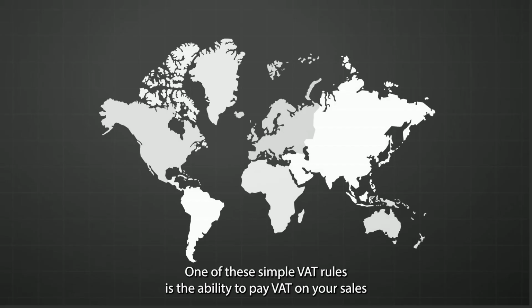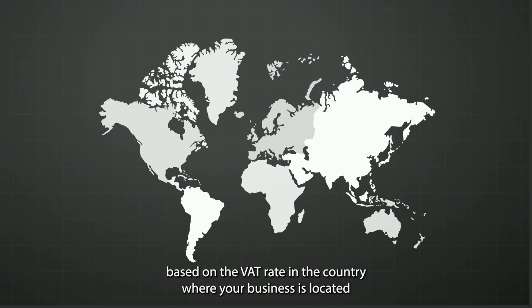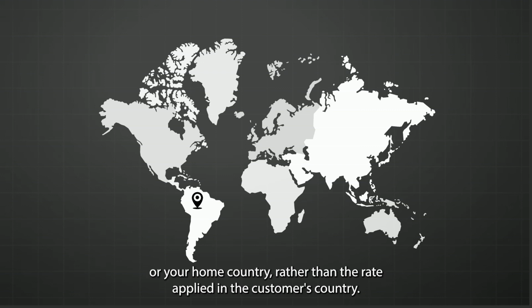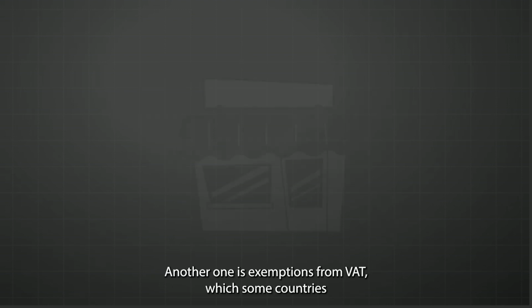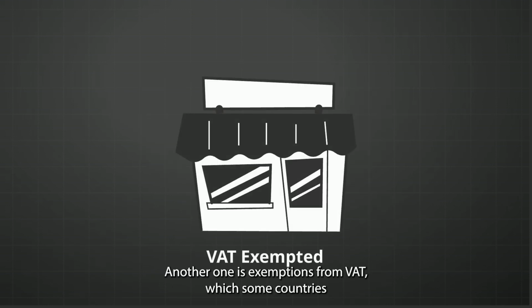One of these simple VAT rules is the ability to pay VAT on your sales based on the VAT rate in the country where your business is located, or your home country, rather than the rate applied in the customer's country. Another one is exemptions from VAT, which some countries offer for small businesses that meet certain criteria.